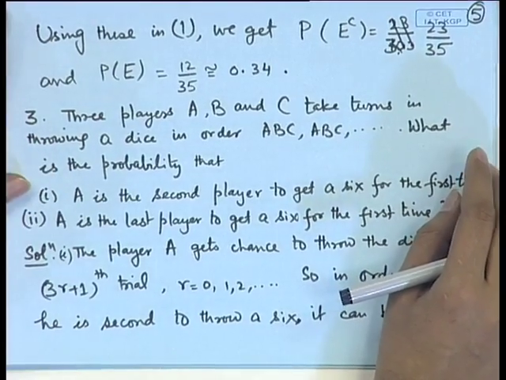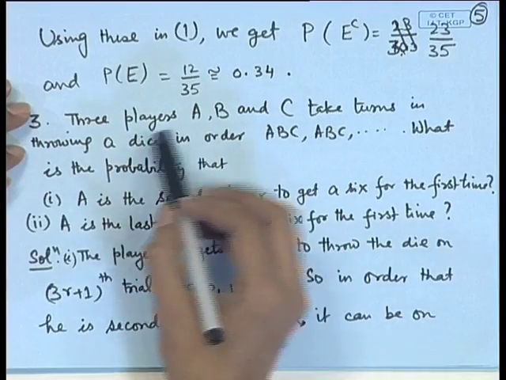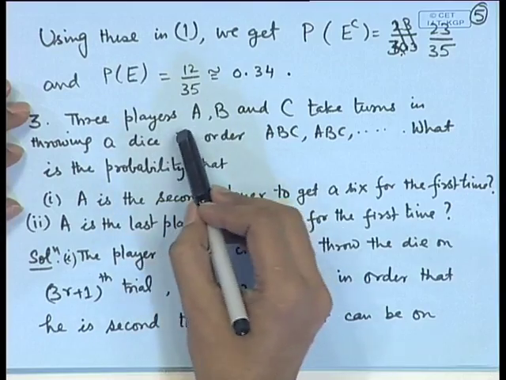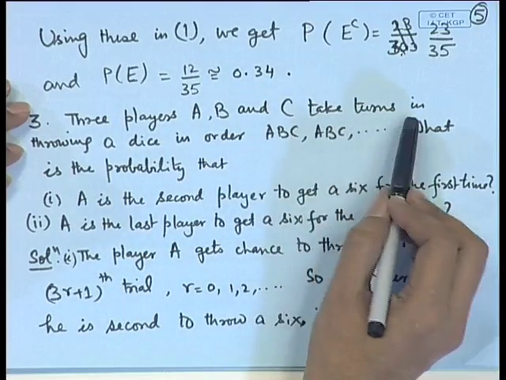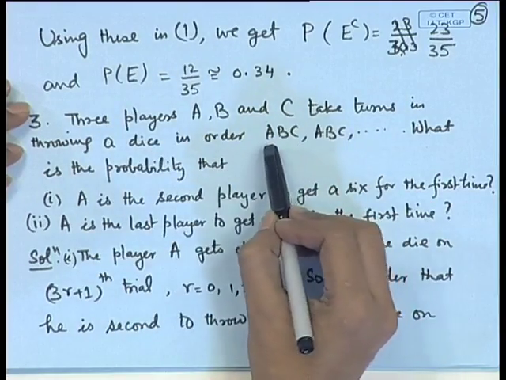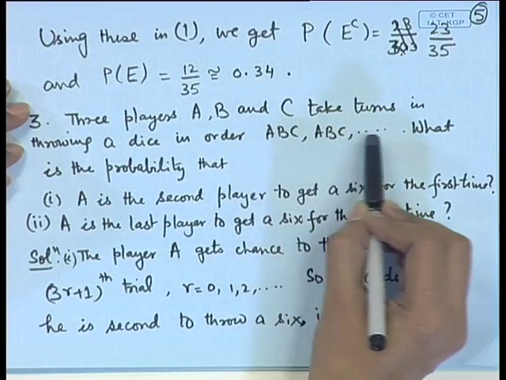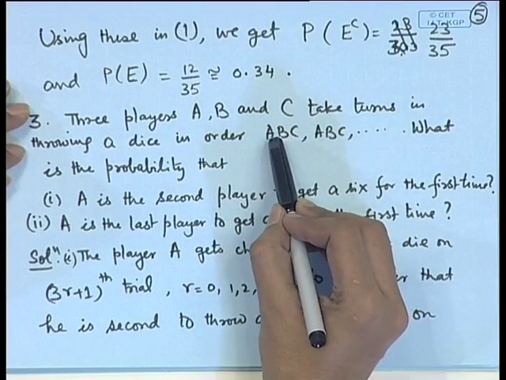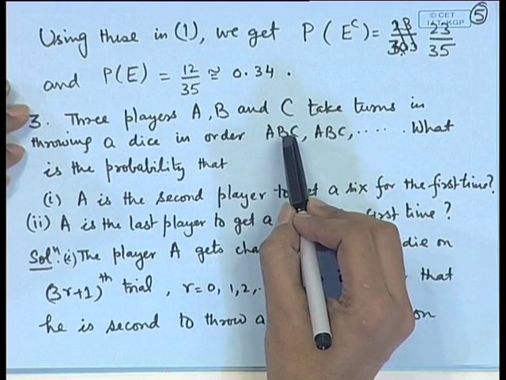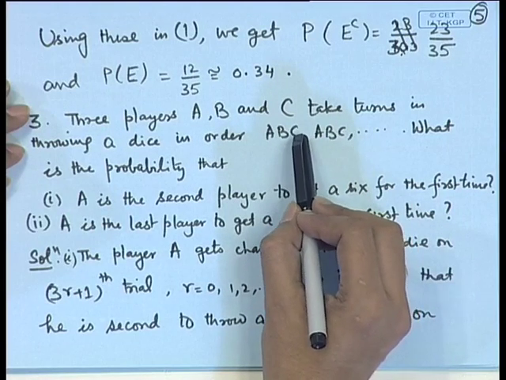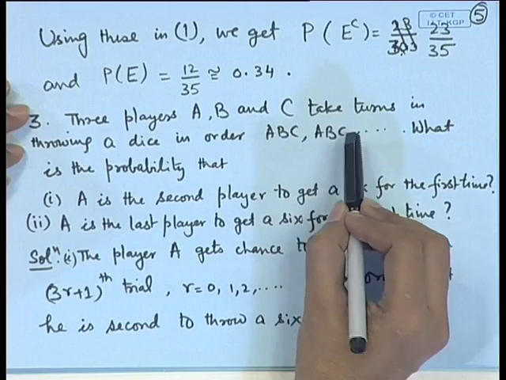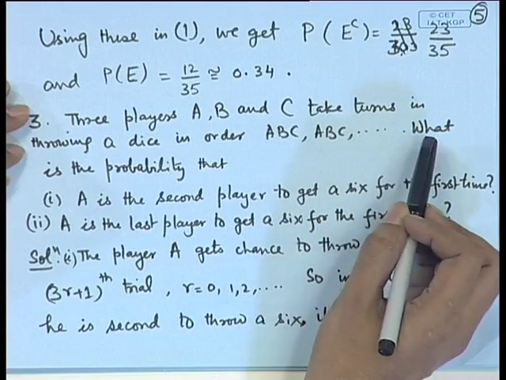Let us look at one more problem where we consider the splitting of the event into various possibilities and then using the concept of independence, etc. So, consider rolling of a die. 3 players A, B and C take turns in throwing a die in order A, B, C, A, B, C and so on. That means, firstly the player A throws the die, then player B throws the die, then player C throws the die, then player A throws the die, then player B throws the die and so on.